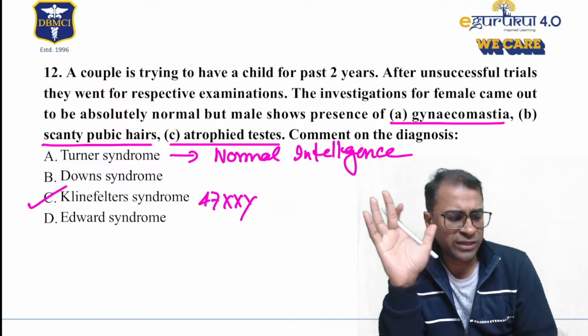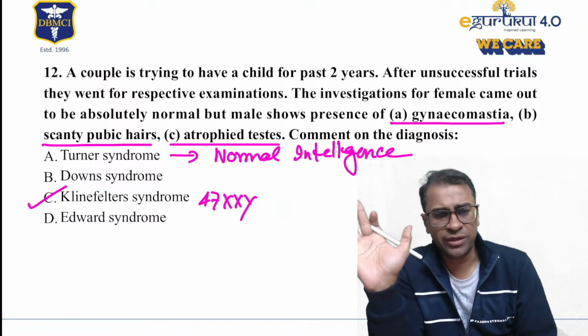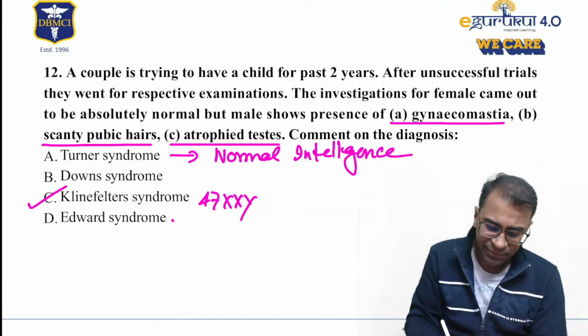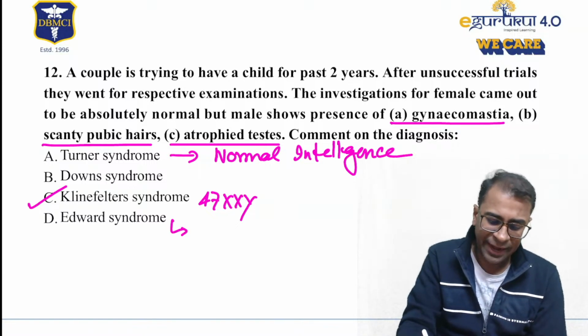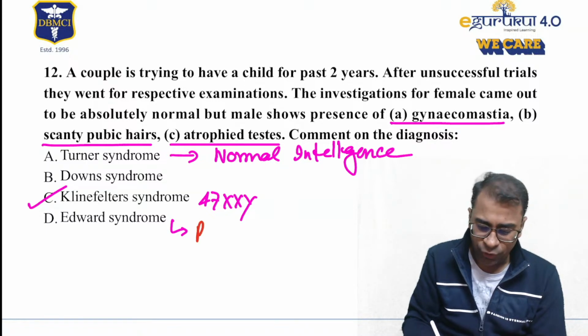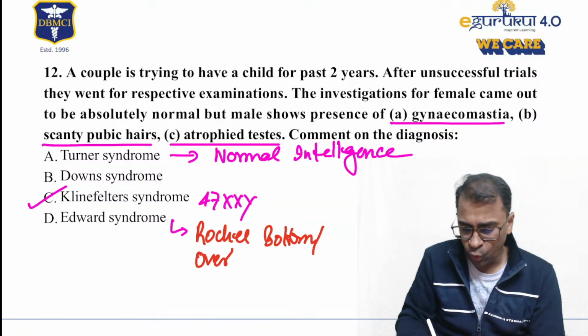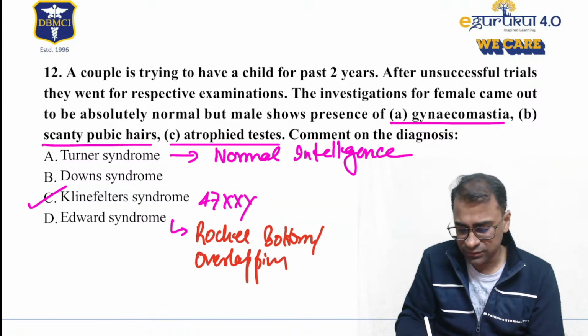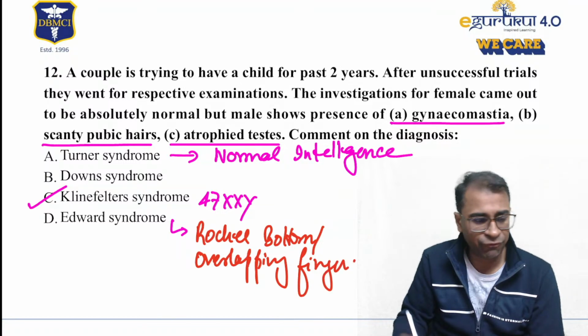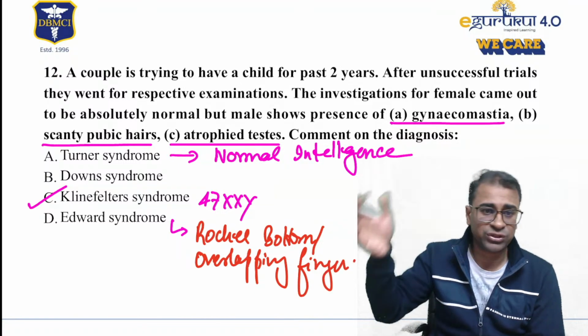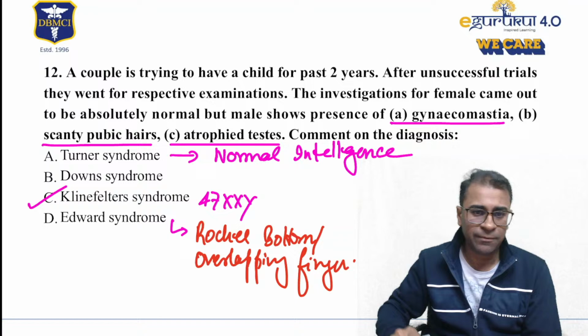Edwards में streaks और ovaries का कुछ चक्कर नहीं है. Don't go there. Edwards में क्या होता है? दो चीजें होती हैं. Number one, Edwards will have rocker bottom foot and there are overlapping fingers. Okay, rocker bottom foot and overlapping fingers is what you see in an Edwards syndrome. Clear है? Next चलो.